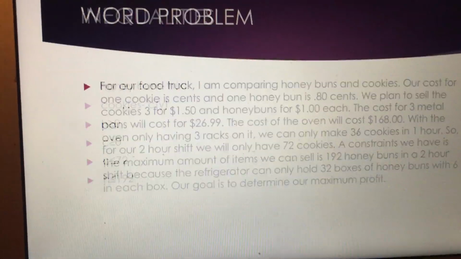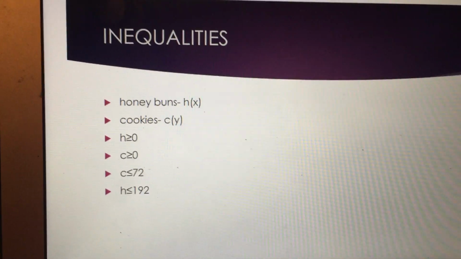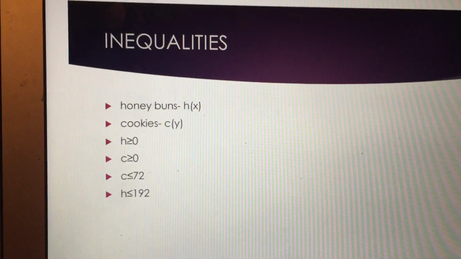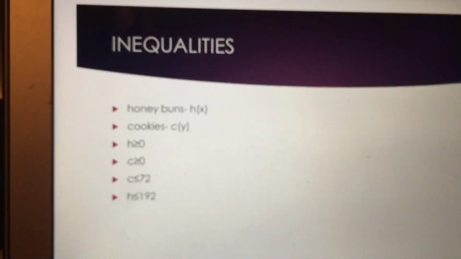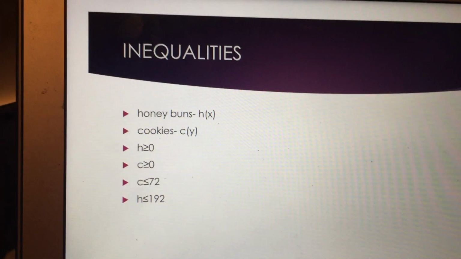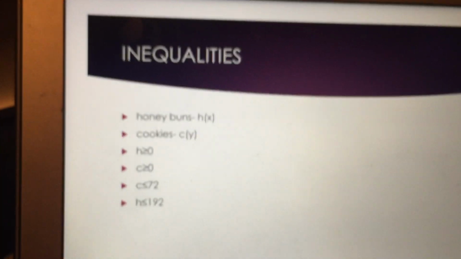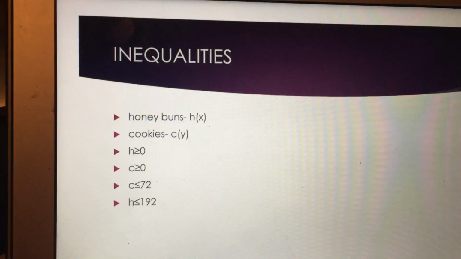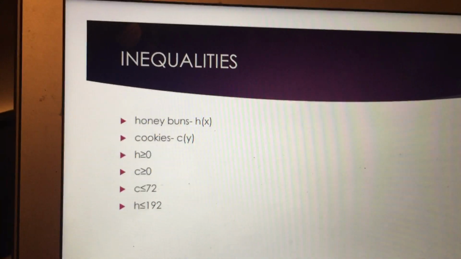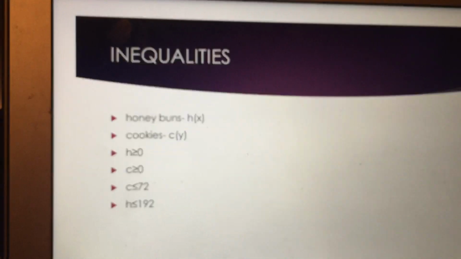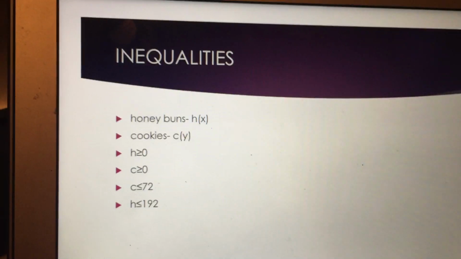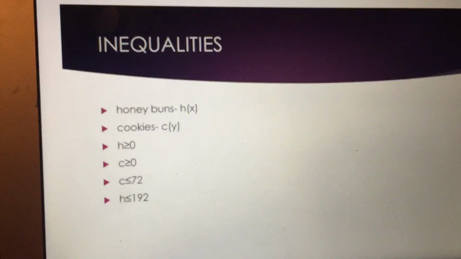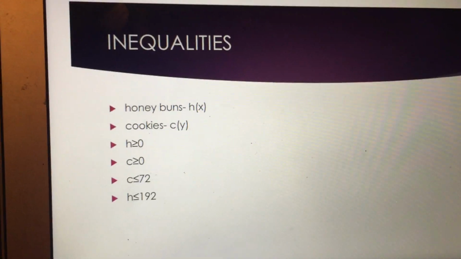The first thing you'll need to do is write your inequalities based on your constraints. I first identified the 2 items I was going to talk about. I used H for honey buns and C for cookies. The next 2 inequalities are H is greater than or equal to 0 and C is greater than or equal to 0. You have those inequalities because 0 is the least amount that you can sell. We can't sell fewer than 0 honey buns, for instance.